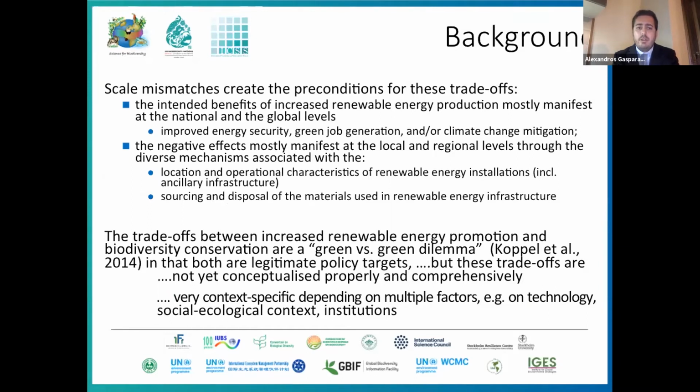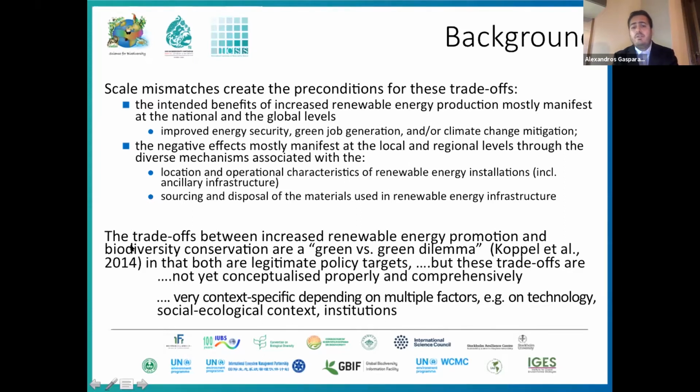In my opinion, these trade-offs are because of scale mismatches. On the one hand, the intended benefits of increased renewable energy production mostly manifest at the national and global levels. So we're talking about benefits like improved energy security, green job generation, or climate change mitigation, as I mentioned earlier, while some of the negative effects mostly manifest at the local and regional level through diverse mechanisms related to the location and operational characteristics of renewable energy installations, or sourcing and disposal of the materials used. This issue of scale mismatches is going to come up later in this presentation.